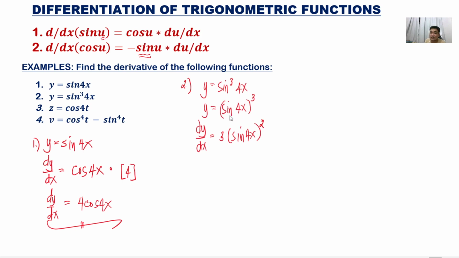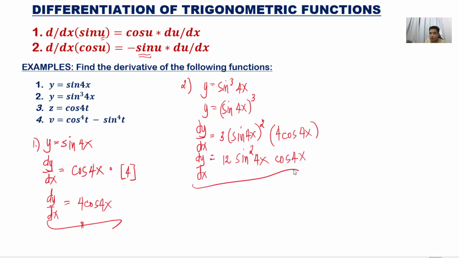Then, the derivative of the base, the derivative of sine 4x. We already solved the derivative of sine 4x earlier, which is equal to 4 cosine 4x, so we can just copy it. 4 cosine 4x. We have constants 3 and 4, so we can multiply both of them. That is 3 times 4, that is 12. And then sine 4x squared, we can return it to sine squared 4x, times cosine 4x. So that is the derivative of the given function sine 4x to the third power. We have 12 sine squared 4x times cosine 4x.